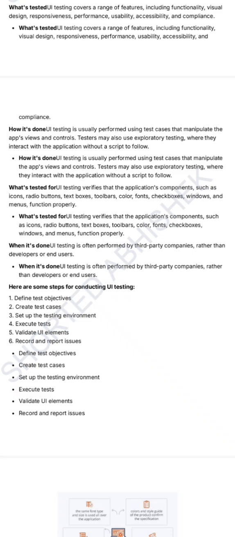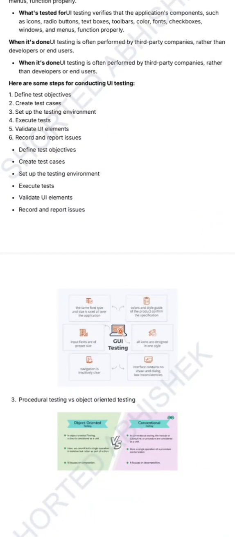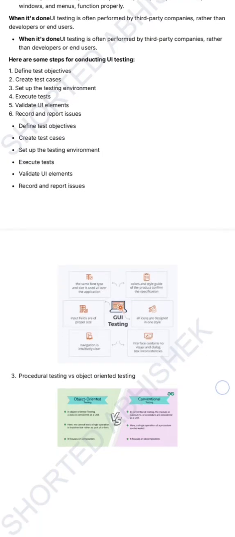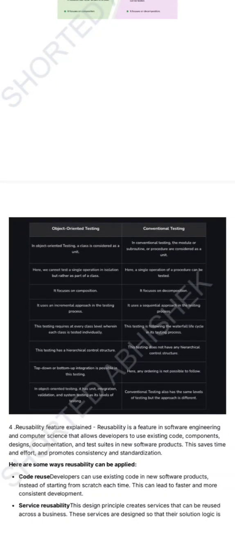Here are some steps for conducting UI testing. 1. Define test objectives. 2. Create test cases. 3. Set up the testing environment. 4. Execute tests. 5. Validate UI elements. 6. Record and report issues. Here the basic differences are there.